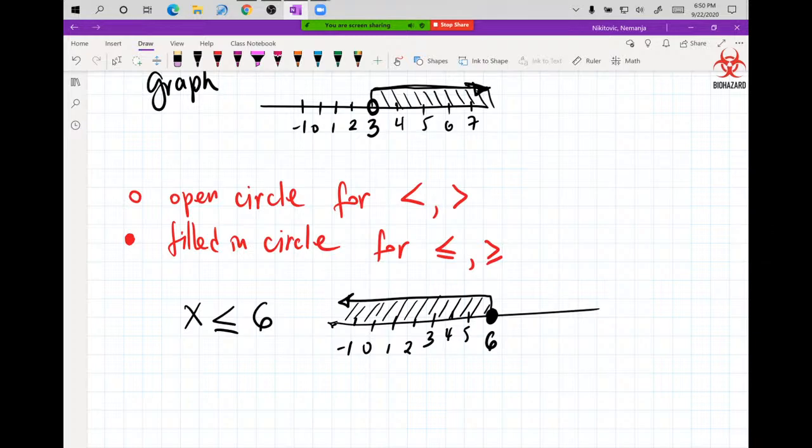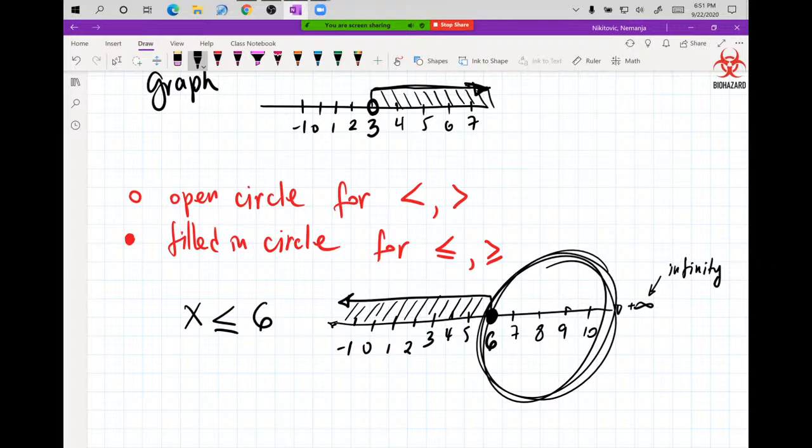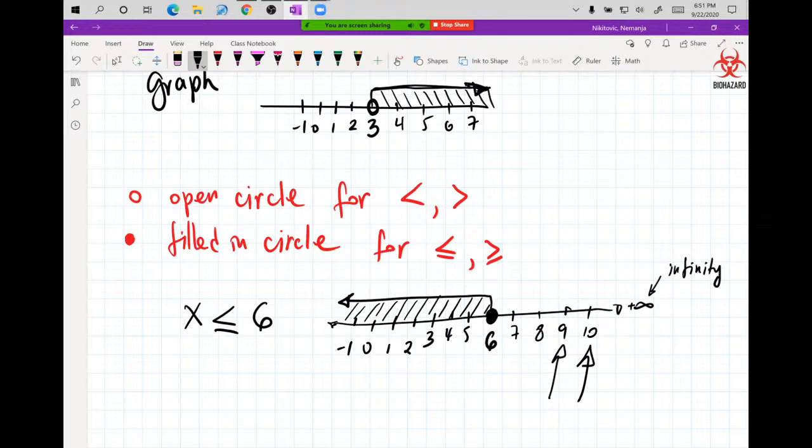Now, other numbers, 7, 8, 9, 10, going on forever to what we call positive infinity. It's this number 8 sideways. That's infinity. All of these numbers are not considered because none of them is smaller than 6. Pick 9, that's bigger than 6. Pick 10, bigger than 6. Pick 10.5, bigger than 6. So all of these numbers are bigger than 6, and that's why they are not in this shaded region.